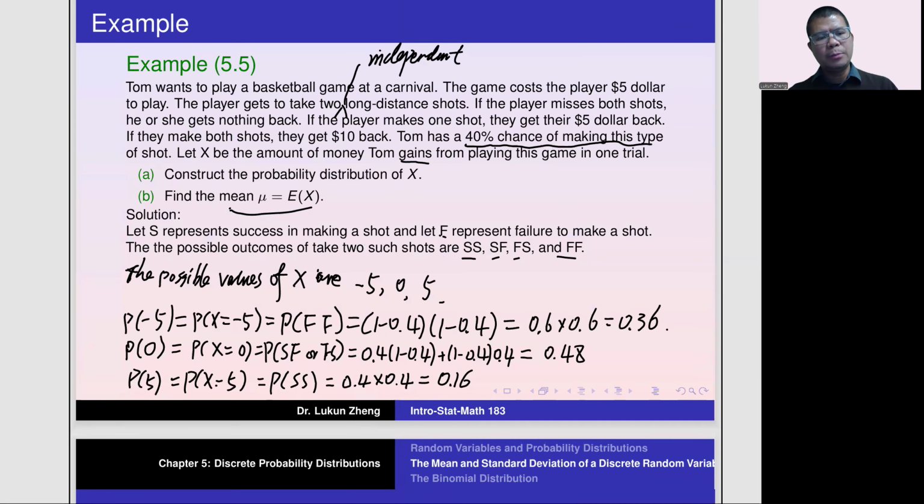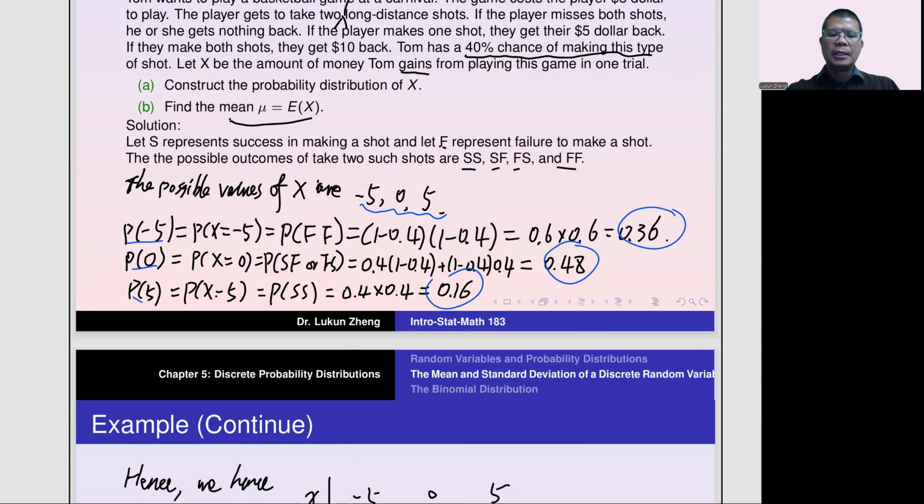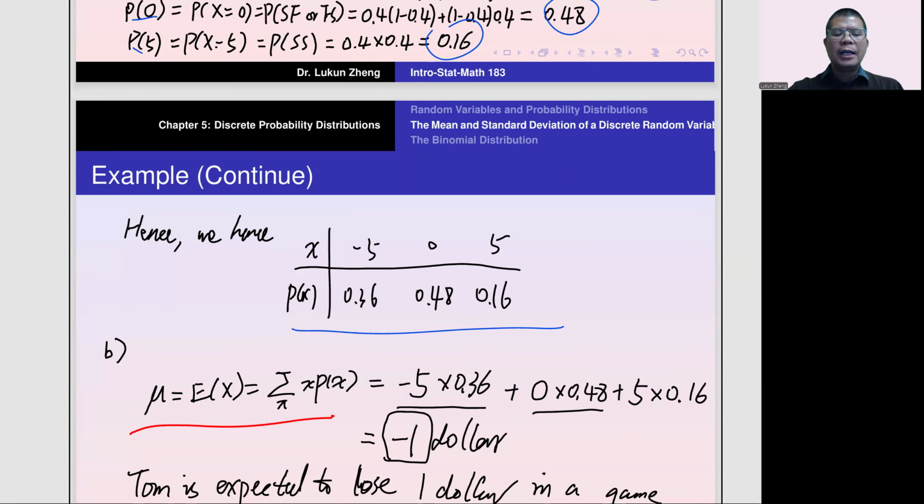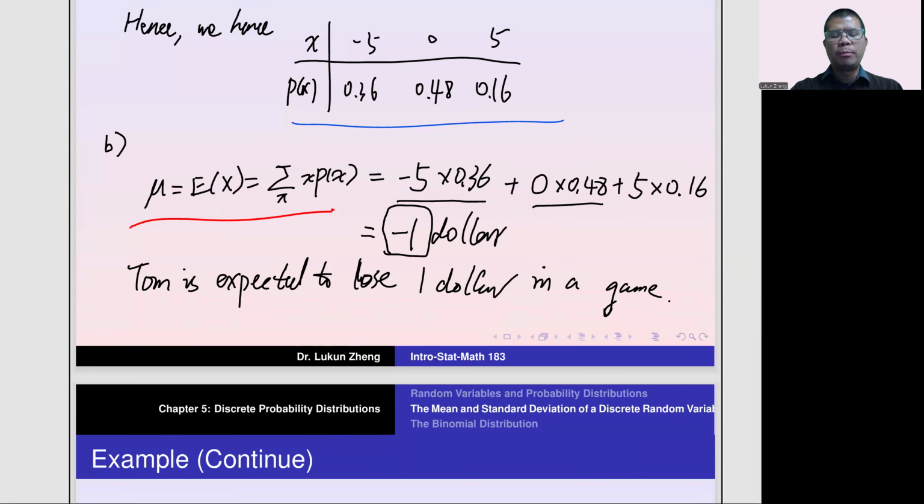Consider this example. This example is very important. This is the first example where we demonstrate the possible values of x: -5, 0, 5. And we also found their corresponding probabilities, and then we got the distribution. Based on this distribution, we can find the mean, the expected value: the sum of x times p of x. -5 times its probability 0.36, 0 times the probability 0.48, 5 times the probability 0.16.